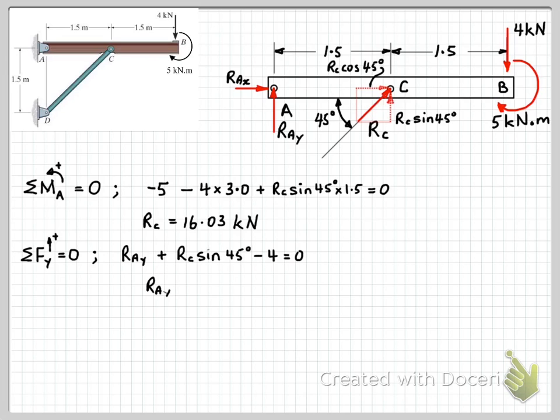And again, we can substitute RC into here, do the algebra, and solve for our unknown force RAY. And as we see here, that comes out to be negative, which indicates to us that what we assumed as the sense of this force RAY, drawn up here, was incorrect. It's actually acting downwards.